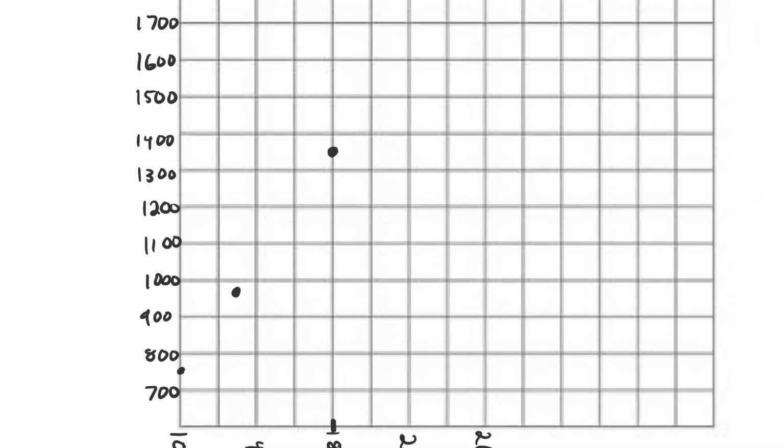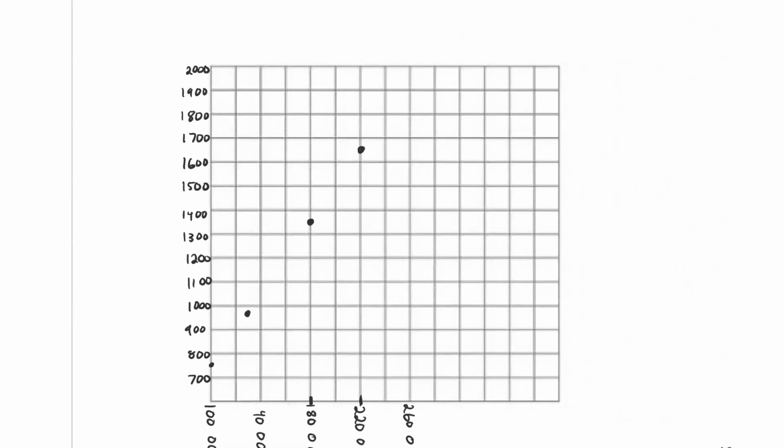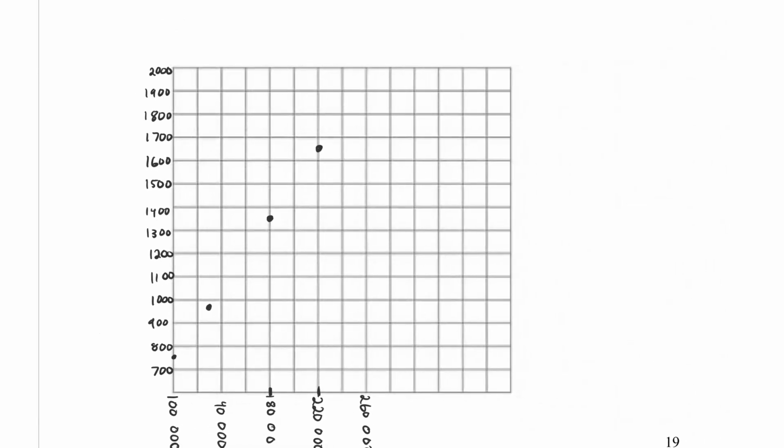Our last point that we have to plot is at 220,000 people, the monthly water usage was 1,650. So at 220,000, we're moving up to 1,650. So right there. Now we should have made a linear relation, so our line should go right through our points here. So we can see how close we were by plotting this out.